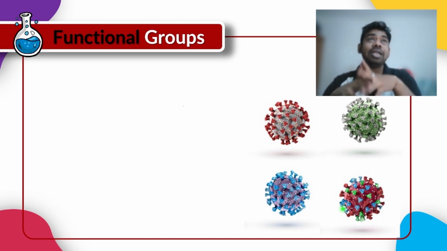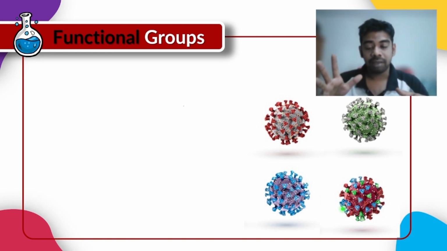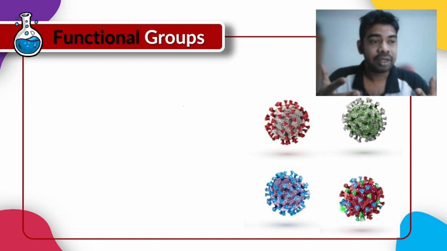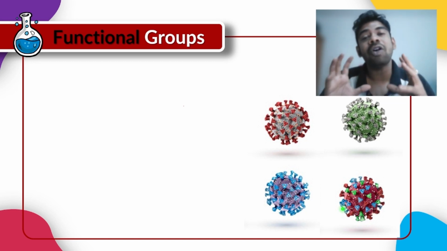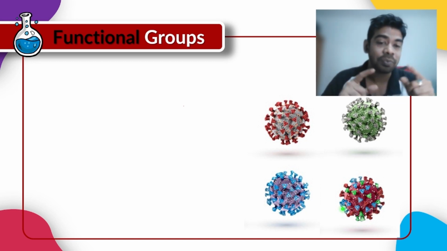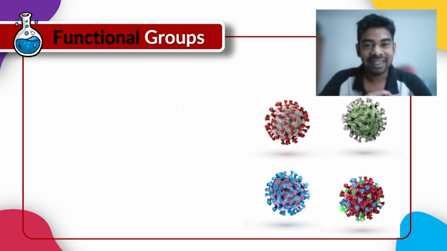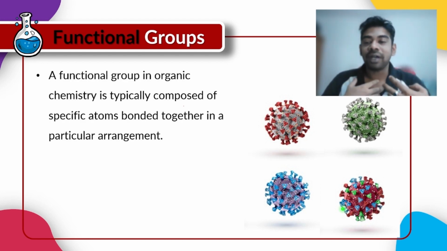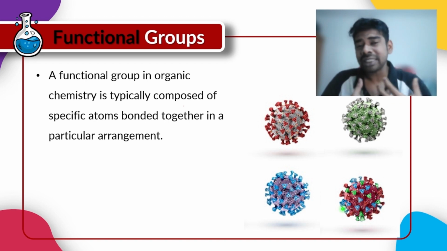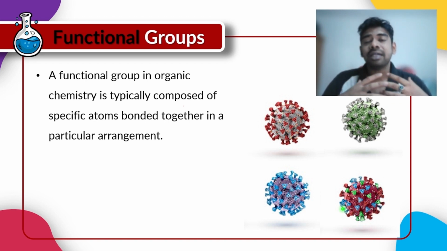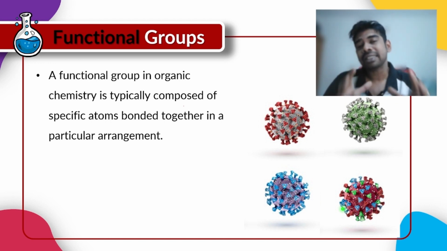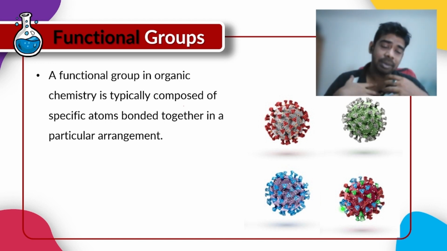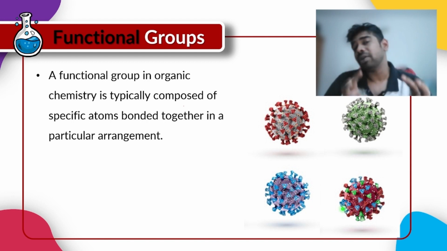So there were many video discussions which you might have heard, that this is effective this much, this is effective that much. It is all basically targeting the functional group which is attached onto those spikes, right? So now, since we have understood this, let's typically define what we mean by functional group. It is composed of specific atoms which are bonded together in a particular arrangement.